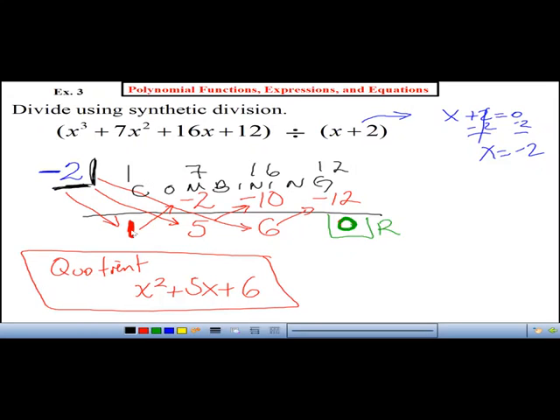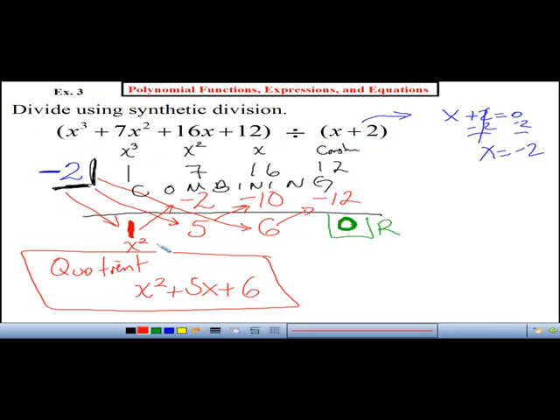Look up, please. So this spot is the third degree, x cubed. This spot is for the x squared. This spot is for the x. And this spot is for the constant, because there is no variable here. But as soon as I bring the first one down here, look up, please. As soon as I bring the first one down, it's no longer x cubed. Now it's what? X squared.